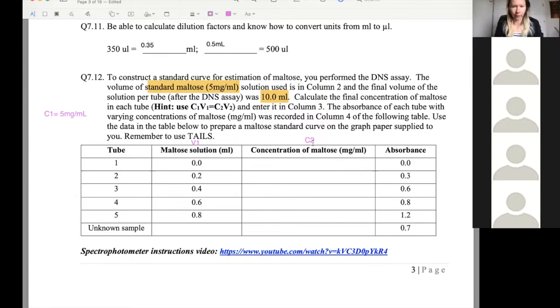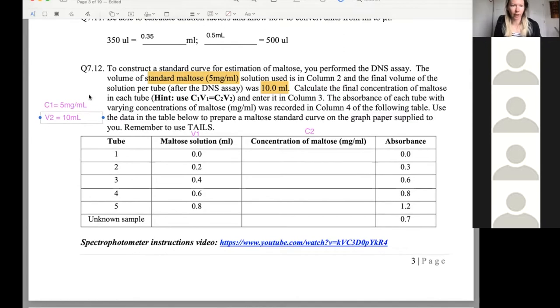And then finally our V2. 10. That'll be the 10. Excellent, yeah. So V2 is our total volume at the end of the reaction, which is 10 milliliters. So we're solving for C2. We know all the other parameters. So I'll set up a little example calculation down here.